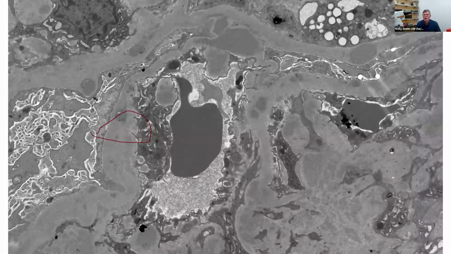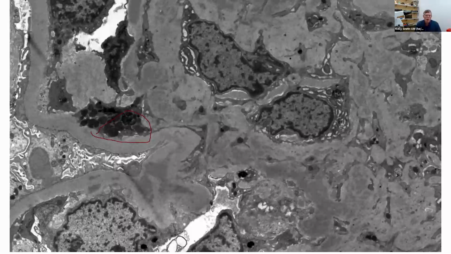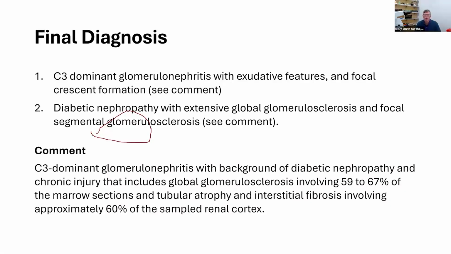Here's some more. We see even some that are sort of infiltrating the basement membranes, as well as those that are present in the mesangial regions. And then here we see one of these subepithelial deposits that's relatively large. It's not quite hump-like, but it's one of those deposits that we associate with an infectious associated glomerulonephritis. So we have a C3 dominant glomerulonephritis with exudative features and a background of diabetic nephropathy with a fair amount of chronic injury.